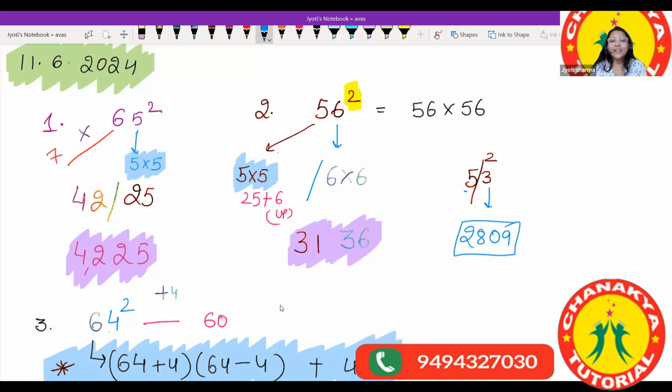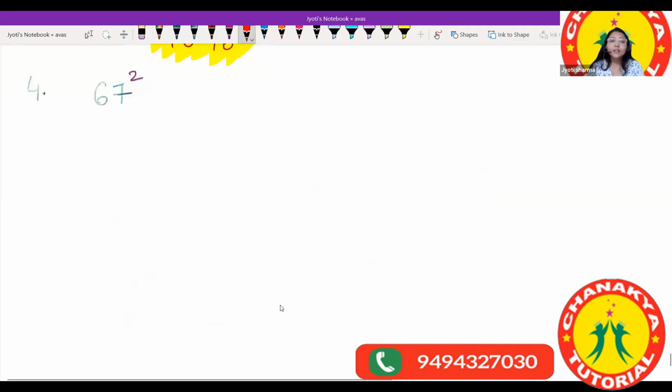Let's quickly move ahead. So 67 square. Now, if you see the nearest 10, you can take 60, but then again it is going to make your calculation a little difficult. We will be taking 70, right? We are going to take 70.